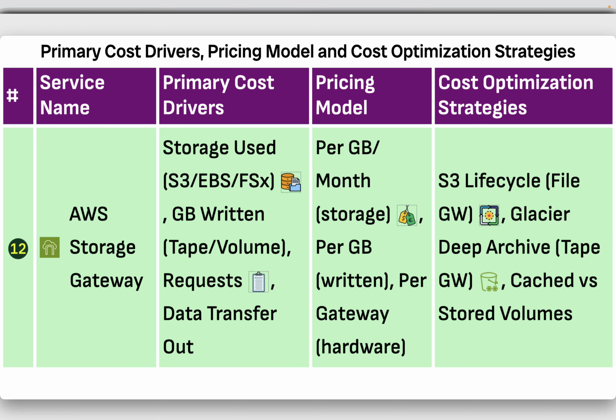Next, AWS Storage Gateway. Primary cost drivers are storage used, backend can be S3, EBS and FSx, how much data is written for the tape and the volume, requests, how many requests are there for file type, how much data transfer out, and gateway hardware or gateway VM.